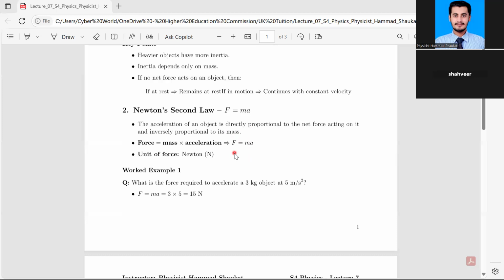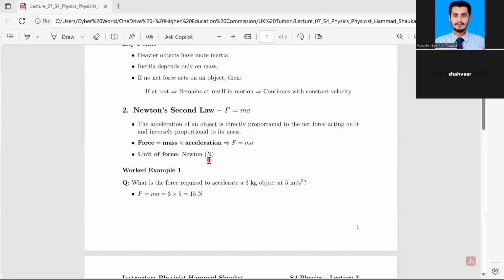So this is the formula, but we also have to explore the unit of force. Do you know what the unit of force is? Newton. Yes, newtons. The unit of force is newtons, and it is denoted by capital N. All right, perfect. Any question regarding Newton's second law of motion? No.